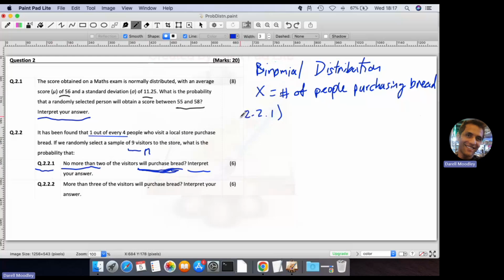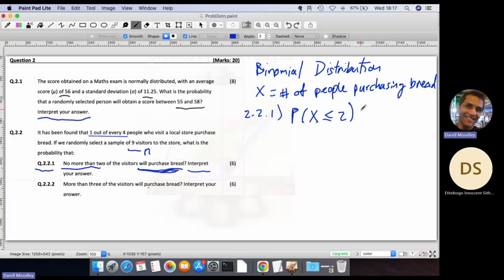You can have 2, that's still fine. You can even have 0, and that's still fine. But once you have something more than 2, then that's a no. So in other words, they want us to work out the probability that x is at most 2, in other words, less than or equal to 2, because 2 is included, right? You can't have 3, 4, 5. So they're asking us to work this out. This is the question, right?